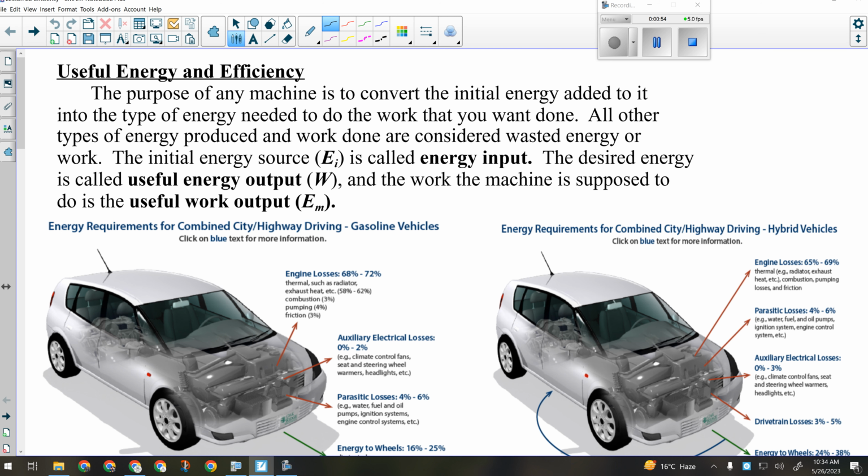So if I fill up my car with a tank of gas, and that tank of gas represents 10,000 joules worth of energy, and my truck can only do 2,000 joules worth of work with 10,000 joules worth of energy, it's only how efficient? What's the percentage if I'm using 2,000 out of 10,000? 20%. Is that very good?